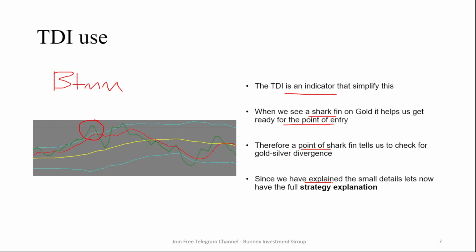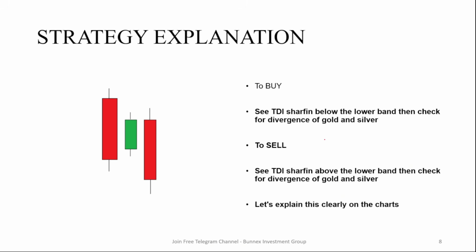Since we have explained the small details, let's now have the full strategy explanation. To buy, we need to see a TDI shark fin below the bands, and then check for divergence of gold and silver. So we need to see probably something like this. This is either gold or silver, but there should be divergence for us to go long, as signaled by the TDI. Or it might be something like this on gold, and on silver it might be something like this.